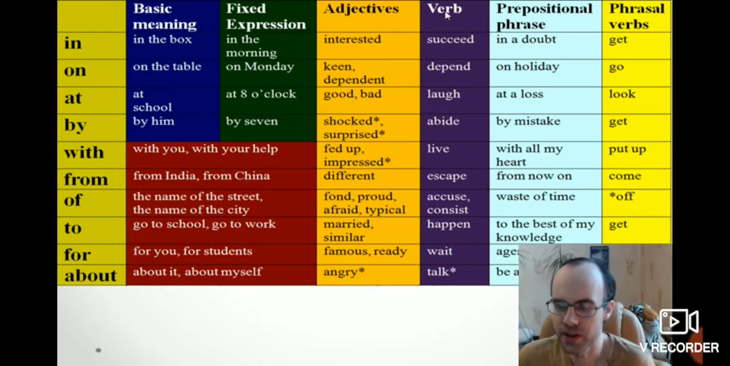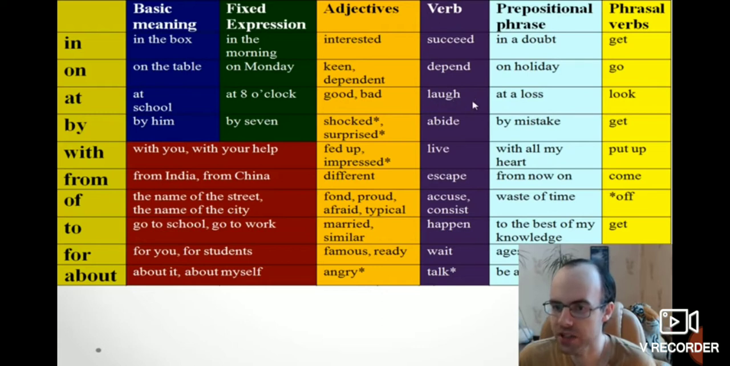Okay? So you need to get rid of these mistakes completely. And next, if you look at one more column, you need to memorize some verbs. I included the most important phrases, especially for you: different adjectives, verbs, prepositional phrases, and also phrasal verbs. So, succeed in, when you have success. I succeeded in doing it. So it means I did it very well. Depend on. You see, it depends on you.